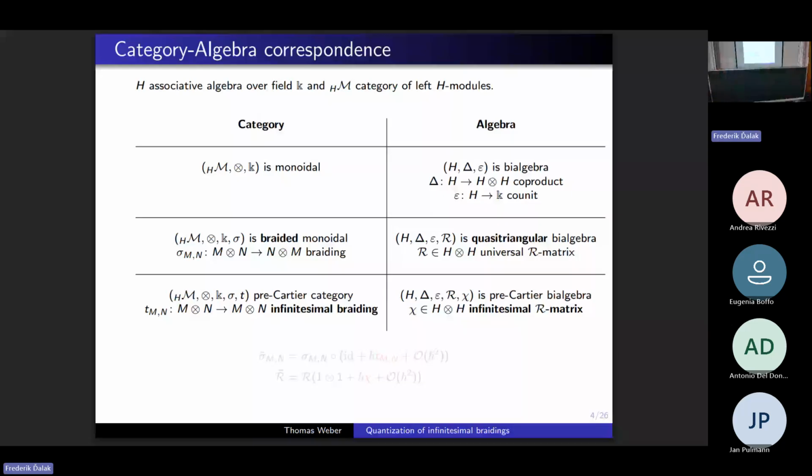And here it's just written how you should think about these new structures. Think of an infinitesimal braiding as a first order deformation of a braiding. So you start with a braiding sigma, you get something deformed in the first order, and in the same way, an infinitesimal R matrix should be understood as a first order deformation of an R matrix.